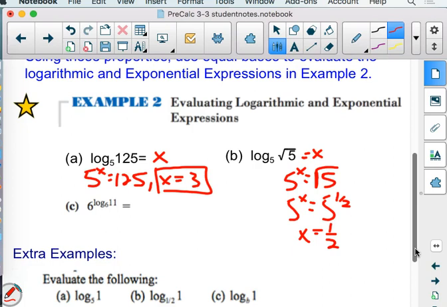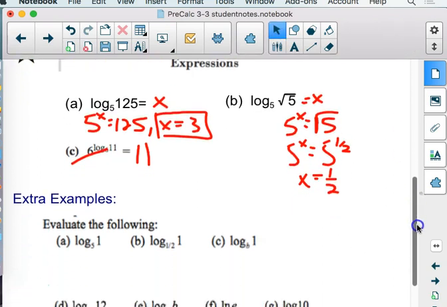C is supposed to be a little more basic than that. What do you notice about C? Got the inverses. 2 bases of 6, boom, they're gone. Answer's 11. And there it is. So, watching for those bases, do my bases match.